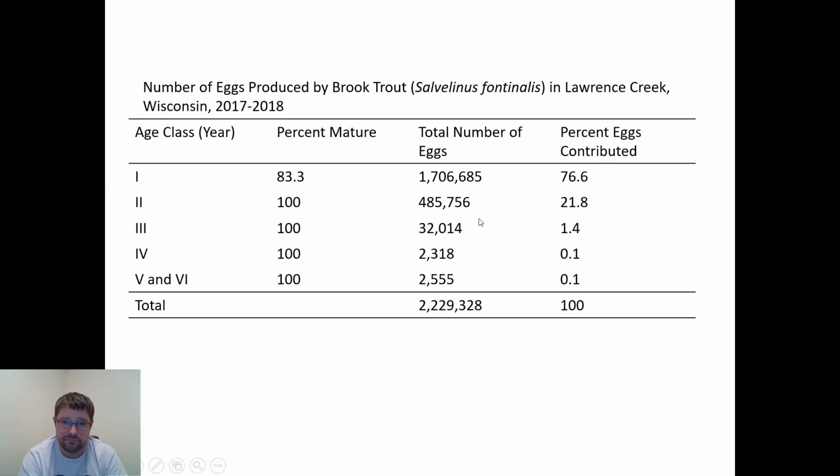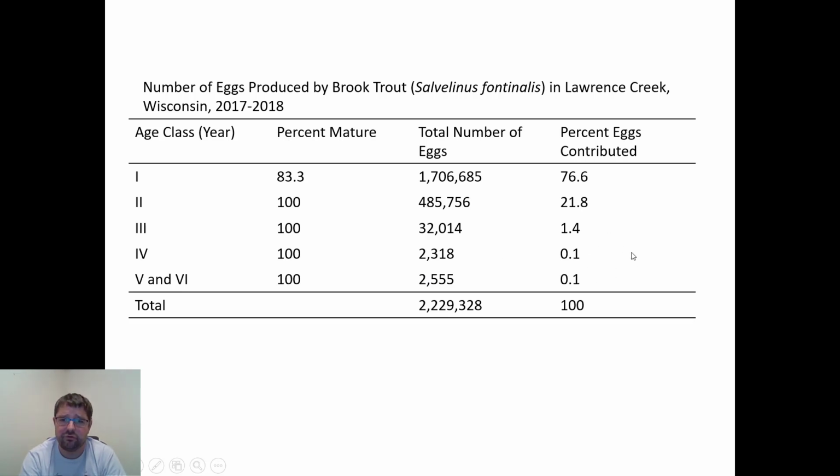And so, again, this is why we run the numbers. This is why we examine the numbers. If you want your population to be stable, and you want your population to have a large number of individuals, this might be the age class that you want to protect, that age 1 class. And these big, large, older brook trout, those might be the ones that you want people to catch and take out of the population.